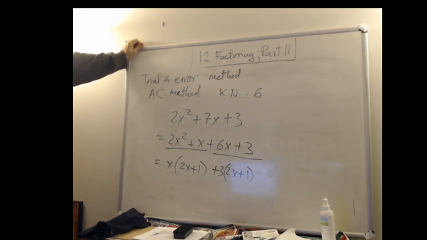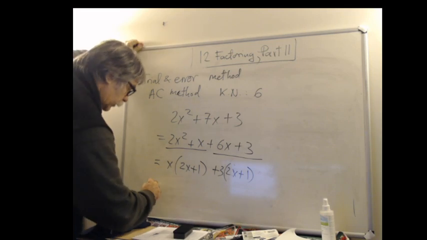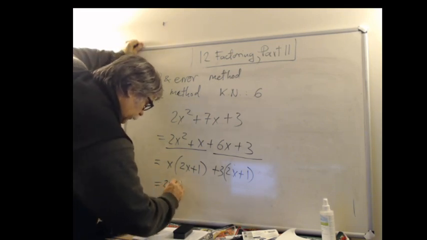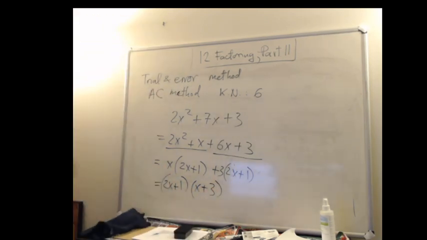And now I have a common factor 2x plus 1 in both of them. So you have 2 terms, this one and this one, common factor 2x plus 1. So you have 2x plus 1, and out of the first one you have an x, out of the second one you have 3. There's your factorization. We already had that before, so this is not news. We had it by the table, doing that trial and error. So this is the AC method.